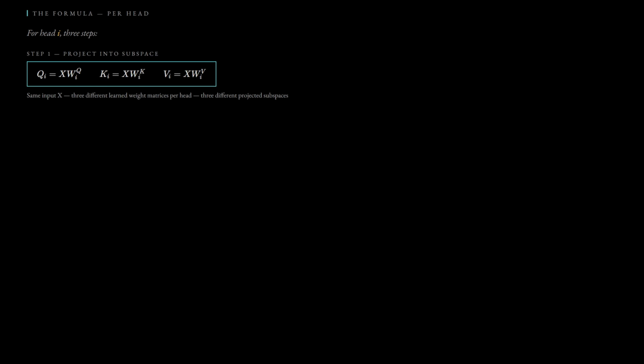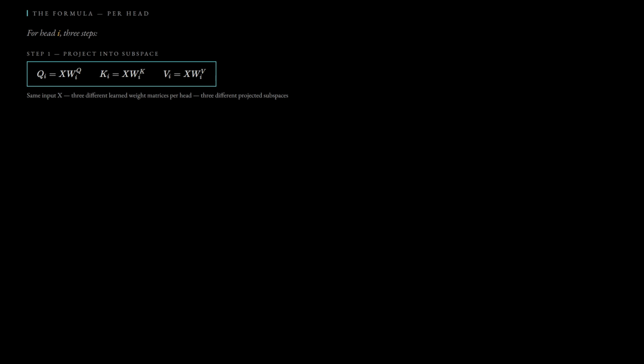Step 1 is the projection. Qi equals X multiplied by the query weight matrix belonging to head I. Ki equals X multiplied by the key weight matrix belonging to head I. Vi equals X multiplied by the value weight matrix belonging to head I. 3 multiplications, 3 different weight matrices, all starting from the same X.